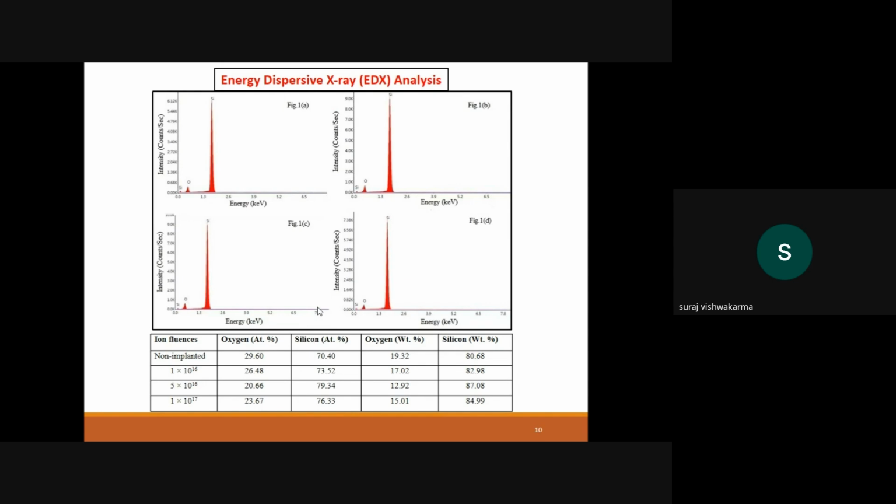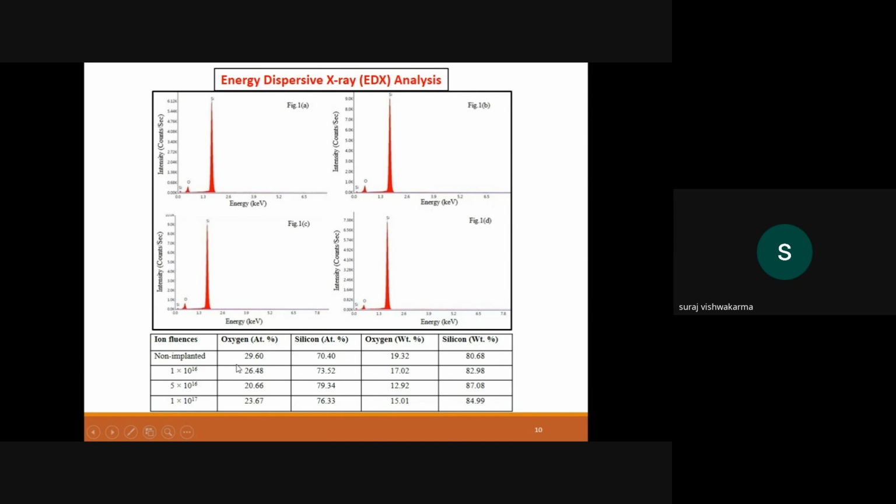In that, this is the non-implanted sample, a bare sample of SiO2 of 300 nanometer thickness. These are the calculations coming out of the EDX analysis, where we have oxygen at this percentage out of 100, in terms of atomic percent and then weight percent. So oxygen has 29.6 weight percent and 70.4 atomic percent, which totals 100.